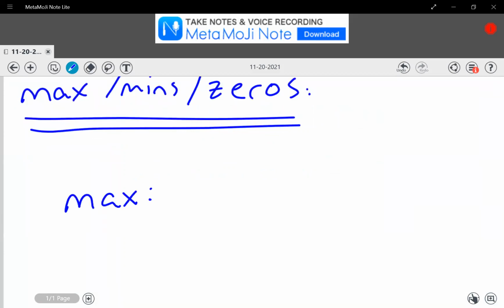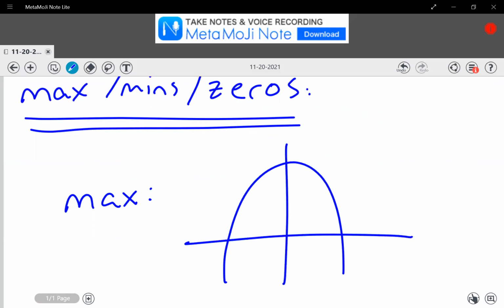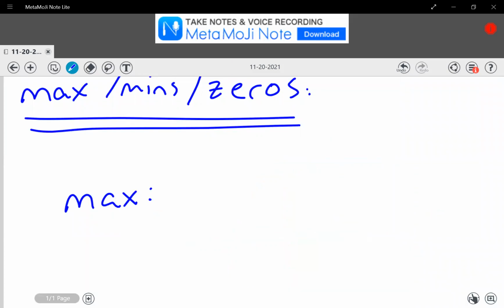Maximum. It is when you have something like this. Okay? When it is like this, it means that the second derivative is less than 0. So f, second derivative of whatever variable you want, is less than 0.